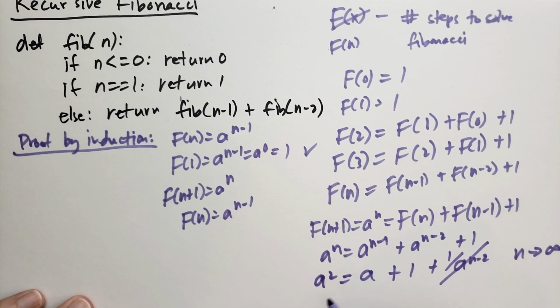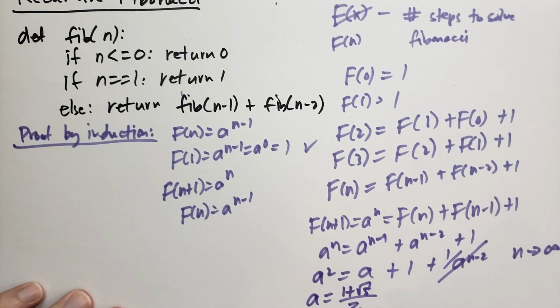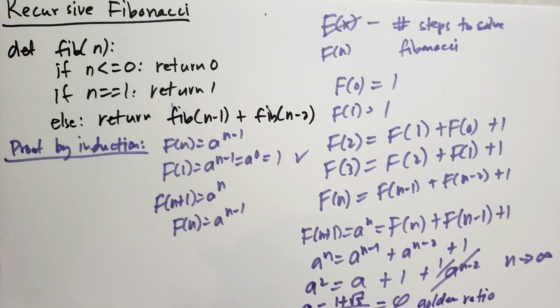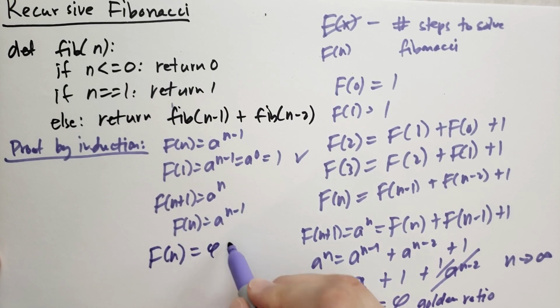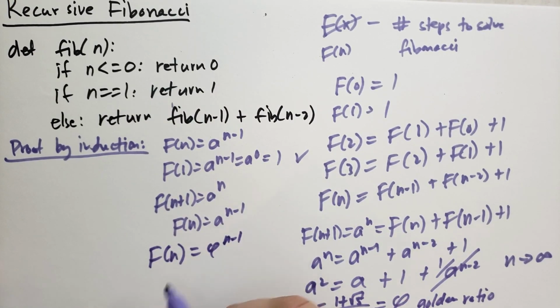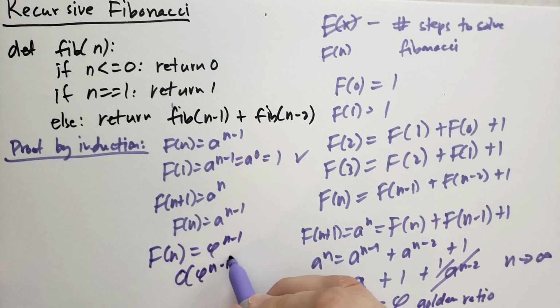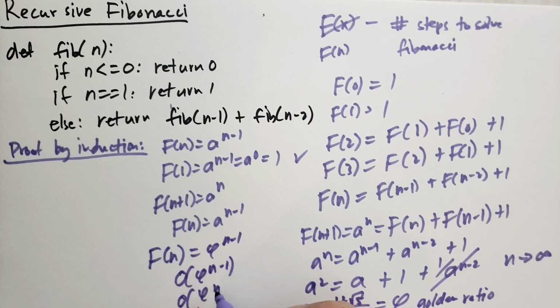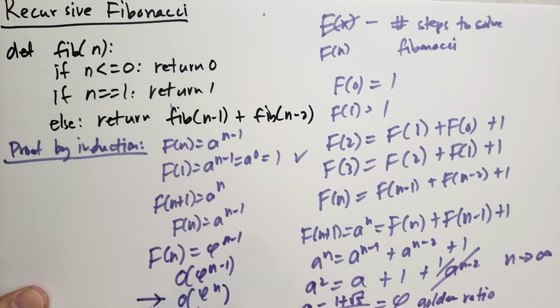We can solve quadratically for this, and we would get that a is equal to (1 plus the square root of 5) over 2. We're not considering (1 minus the square root of 5) over 2 because that would be less than 1, and we'll just consider a greater than 1. This is actually phi, the golden ratio. So we've proven that F of n is equal to phi to the n minus 1. So the order of this function is going to be O of phi to the n minus 1, but I'm just going to consider this O of phi to the n, because phi to the n minus 1 is the same as phi to the n divided by phi. So I'll just get rid of the factor of 1 over phi. So that is our order in terms of time complexity.